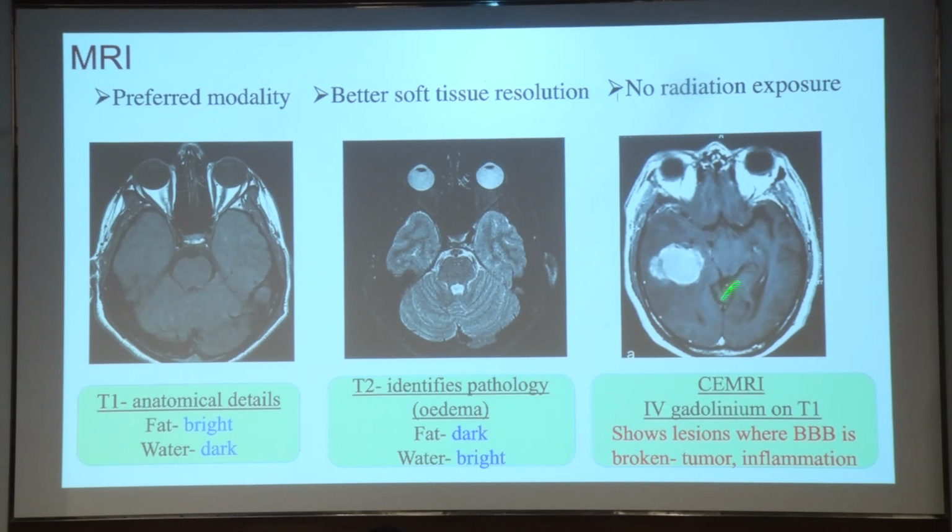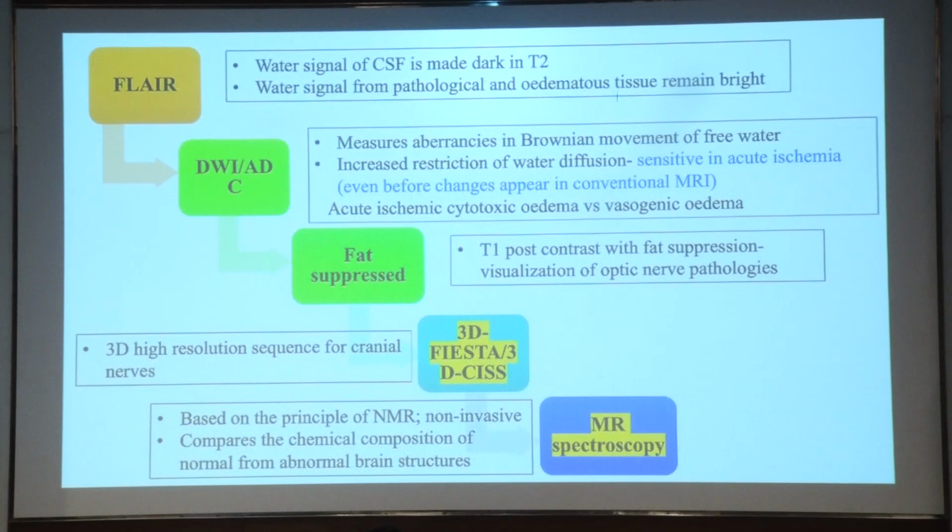So whenever there's a breakdown of the blood-brain barrier, like in the case of tumors, you see a post-contrast enhancement. Okay. Now these are some newer sequences which are of relevance to us as neuro-ophthalmologists.